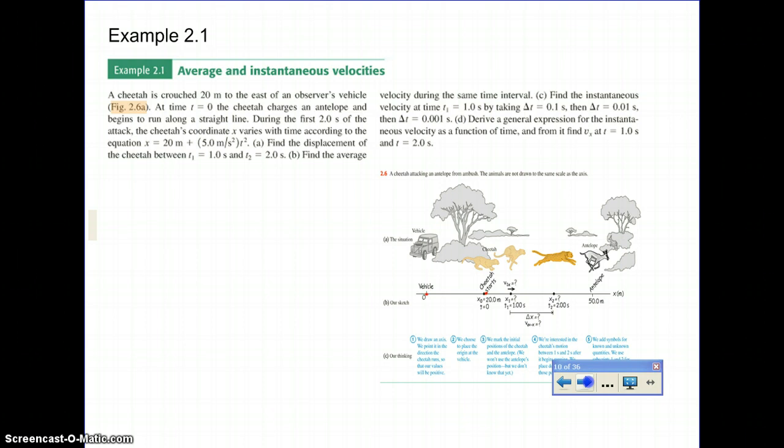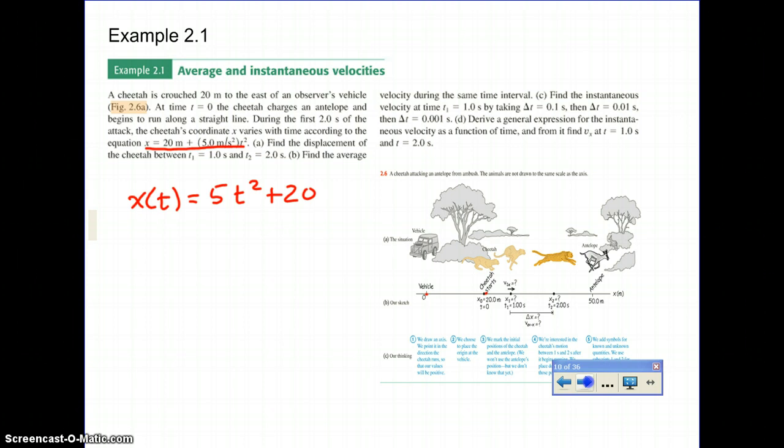and it says that this cheetah is going to charge an antelope, and that antelope, when it charges, begins to run along a straight line, and during the first 2 seconds, the cheetah's coordinates, its position, varies with time according to a function, and here you can see the function that it's dealing with. It could be described as, and I'm getting this right from here, 5t squared plus 20. That describes this motion.